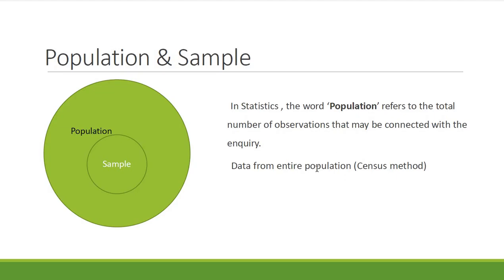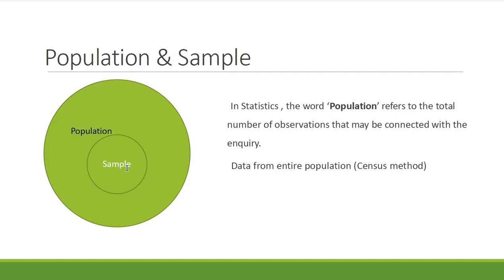Such a method of data collection, where you collect from the entire population, is called the census method. It is not always possible to collect data from the entire population. In some investigations, the population size may be very big or too scattered geographically, so the process of data collection becomes cumbersome. In such cases, it is judicious to collect the data from a sample.